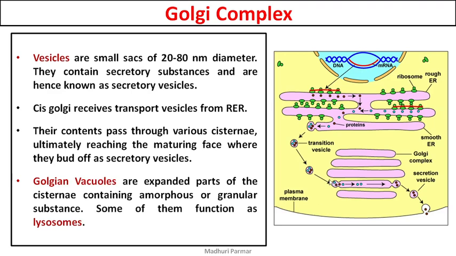Then we talked about the Golgian vacuoles, which are nothing but the swollen parts of the cisternae. These Golgian vacuoles are expanded parts of the cisternae containing amorphous or granular substances. They also contain a lot of protein or some other substance, whatever has to be packaged. Some of these actually function as lysosomes. So whatever separates from such Golgian vacuoles becomes lysosomes. Clear?